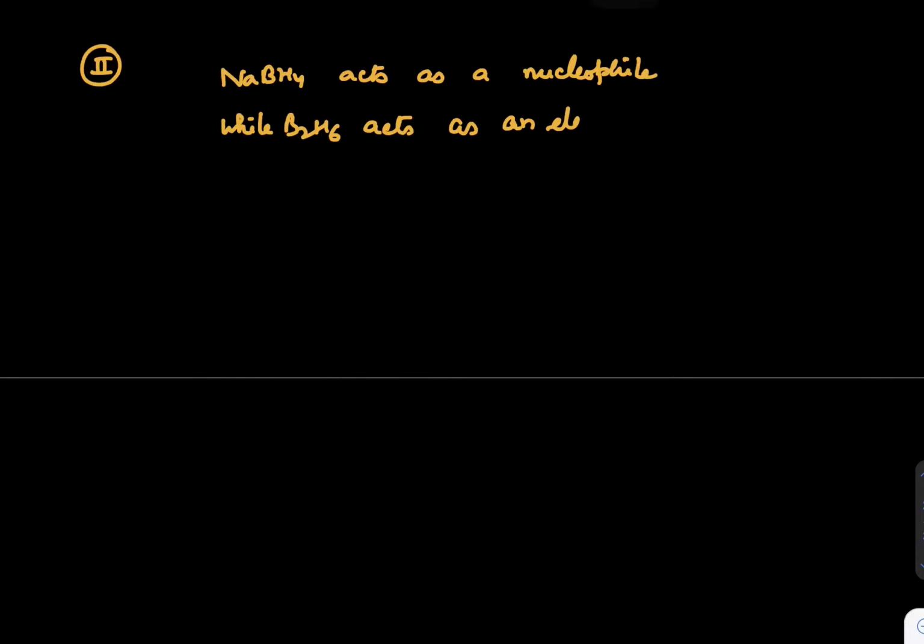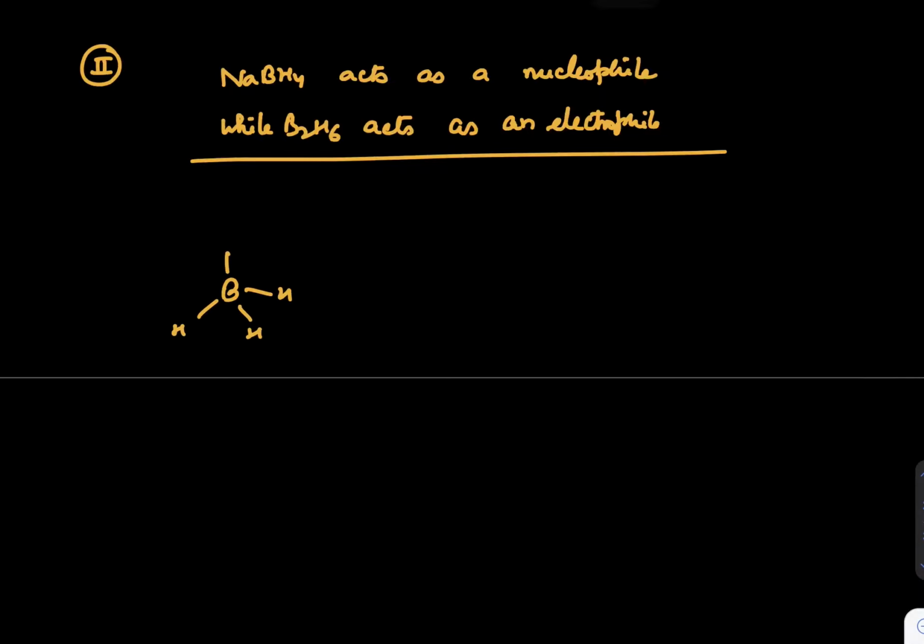NaBH4 acts as a nucleophile, while B2H6, which we are talking about, acts as an electrophile. So we'll see what kind of reactions we can expect of it, which are electrophilic reactions. So we can do one thing. Let's draw BH4 minus first and see what BH4 minus does.